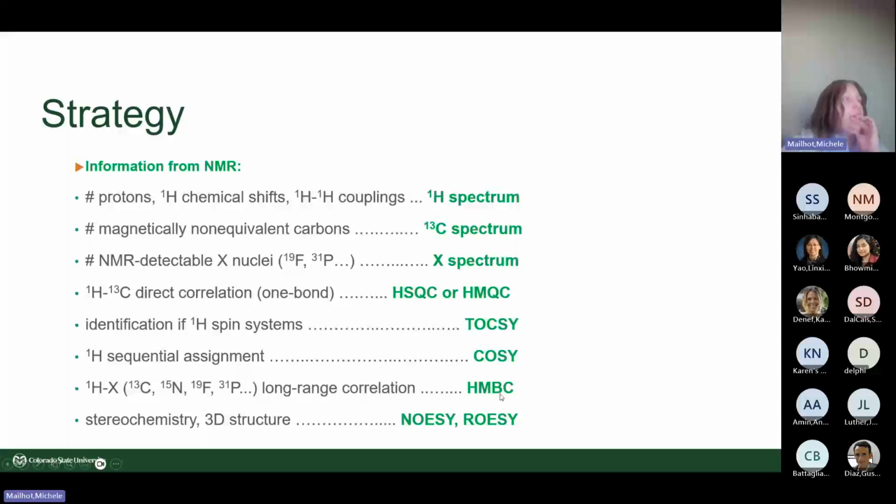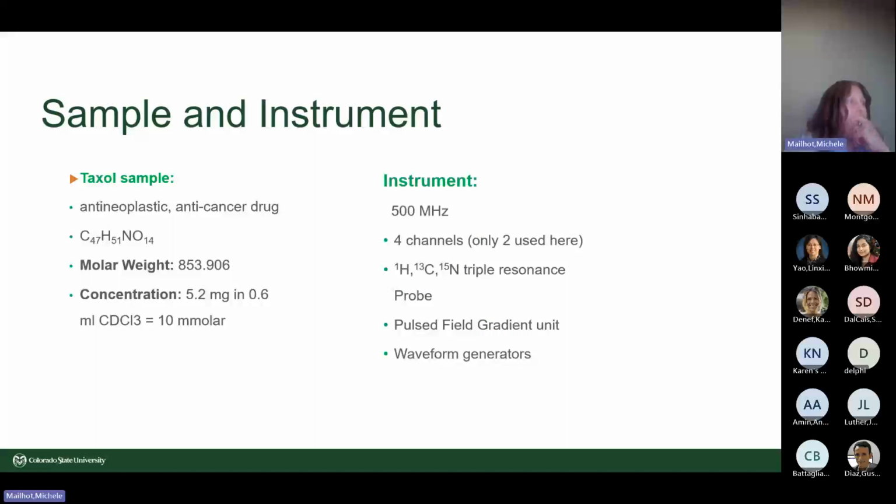And then for how a molecule connects together, you do long-range correlations, which is an HMBC. You can use that between proton and any of these X nuclei that you have in your material. The last experiment you would run would be a NOESY or a ROESY to get stereochemistry and 3D structure. So we'll get started with that.